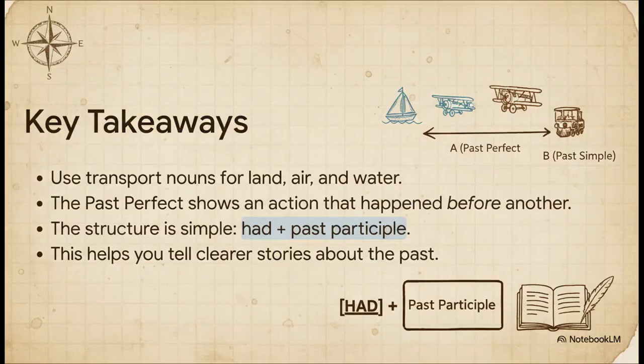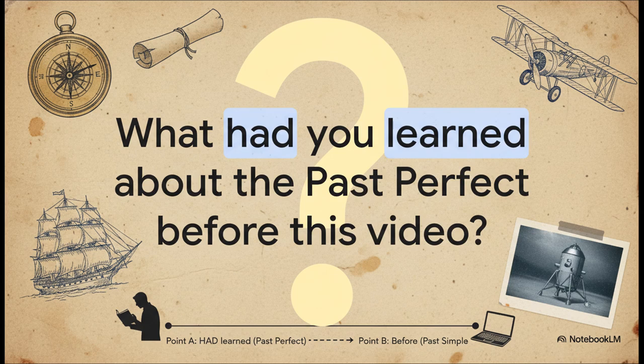So, let's wrap this up. What are the key takeaways? Well, we've built up our vocabulary for transport, and we've mastered the past perfect tense. Just remember that simple structure, had plus the past participle. And just like that, you've got the tools to tell much clearer, more powerful stories about the past. And to finish up, here's one last thought for you. Think about your own learning journey today. Before you watch this explainer, what had you already learned about the past perfect tense? It's kind of cool to see how we build on what we already know, one step at a time.